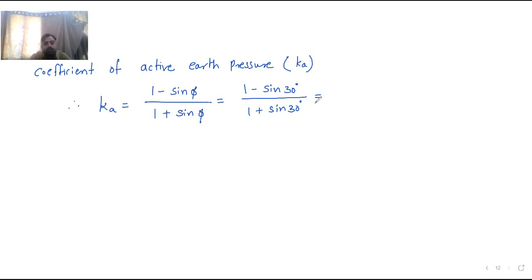Sine 30 means 0.5, half. So 1 minus half is 1 by 2. And 1 plus sine phi is 3 by 2, since 1 plus 0.5 is 1.5. So it is 1 by 2 divided by 3 by 2. The 2 will get cancelled and it will remain 1 by 3. Is it right? This is the value of Ka, 1 by 3.